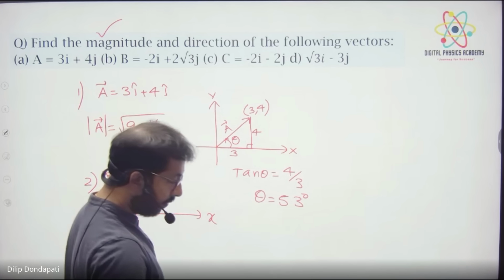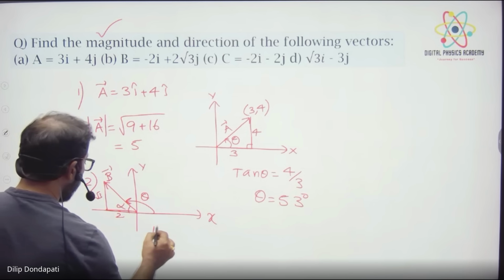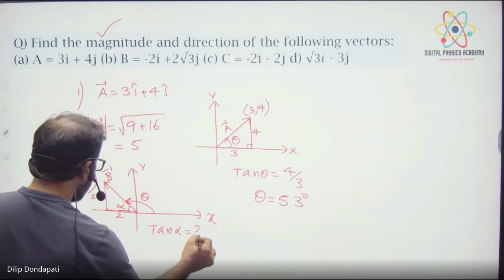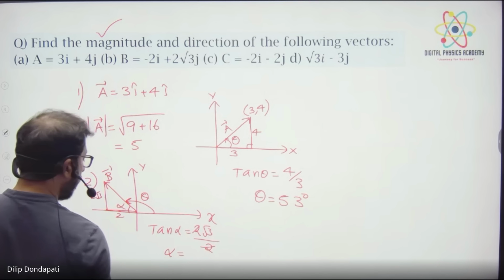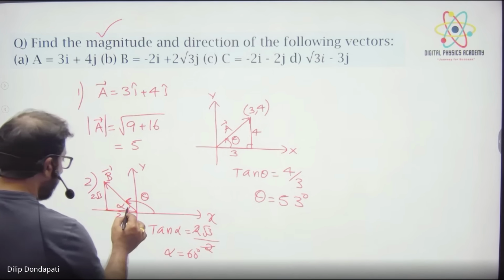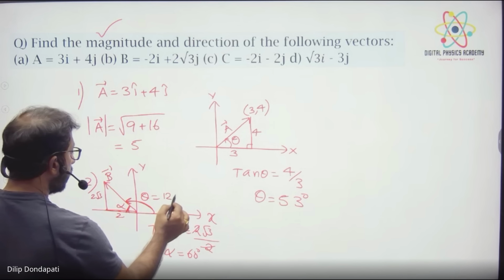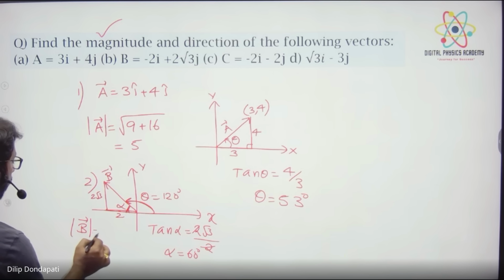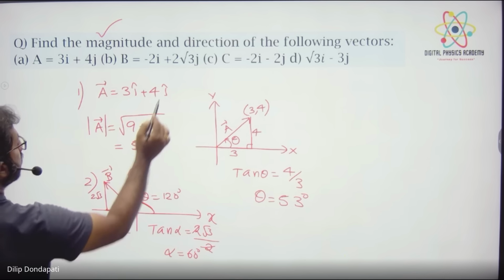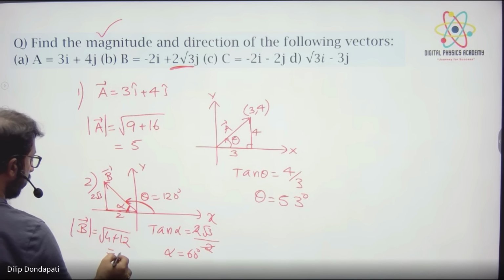Yes, 120 correct. Now you can take this as some alpha. So what is tan alpha? Tan alpha is opposite by adjacent, so root 3, which means alpha equals 60 degrees. The remaining is 180 minus 60, which is 120 degrees. And you know how to find the magnitude also, right? The magnitude of B is under root 2 squared, which is 4, plus 2 root 3 whole squared, which is 4 into 3, 12. It is 16, root is 4. I'll try for that one.